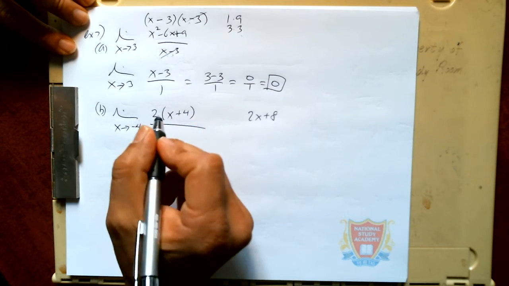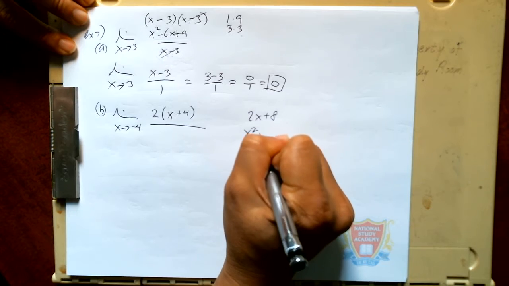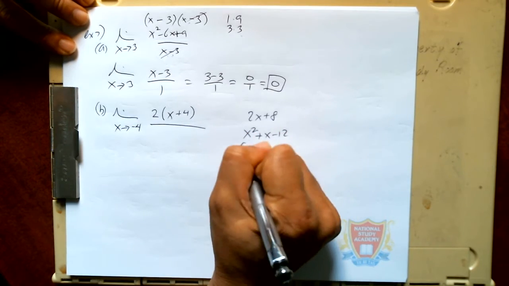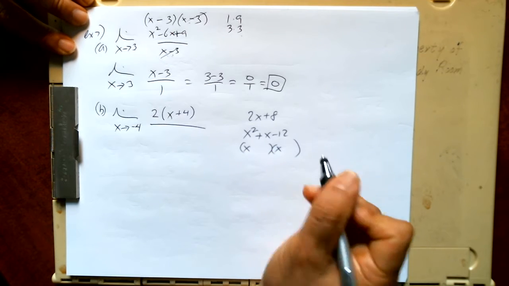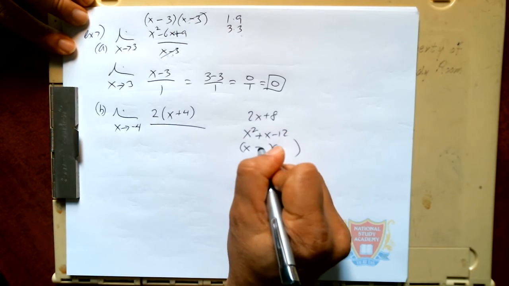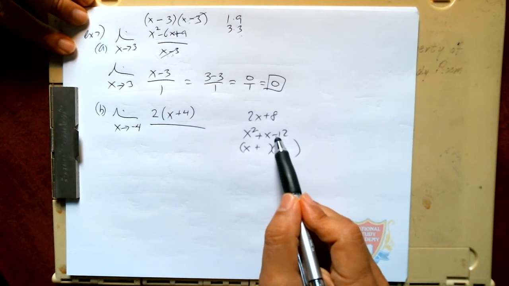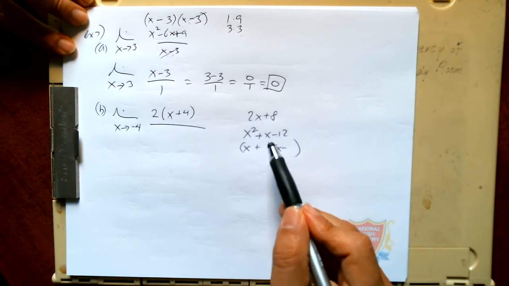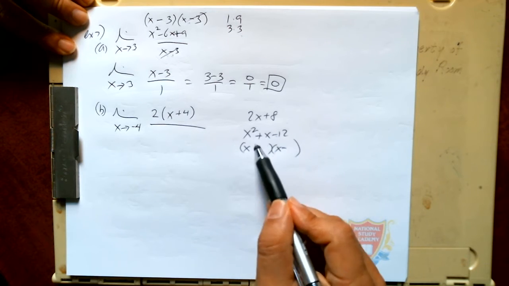On the bottom is x squared plus x minus 12. To factor this, step 1. Step 2 is take your x's out. This tells you that it's going to be 1 plus and 1 minus. So if this sign is negative, that means 1 plus and 1 minus. If this is positive, that means they're both going to be the same sign. Make sure you fold it out just to make sure.